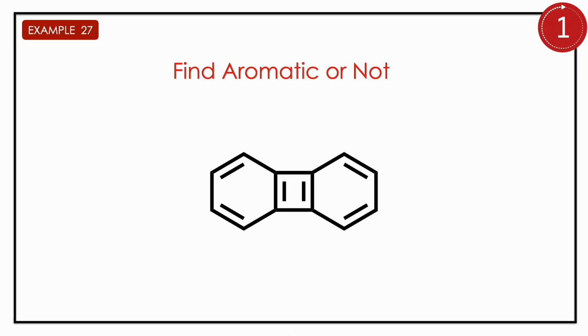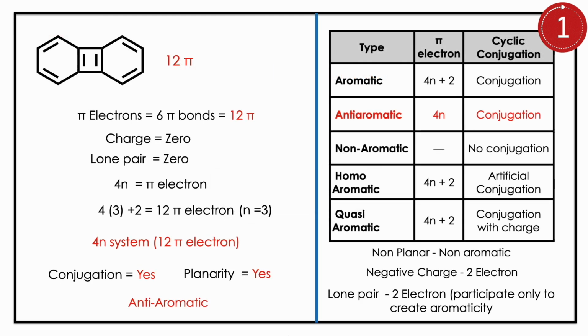Then the next example, you have a fused system, 6-member, 4-member and 6-member. All are conjugatively connected through double bonds. You should find whether the given compound is aromatic or not. The compound is cyclic. It has 12 pi electrons because 6 pi bonds are there. Charge is 0. Lone pair is 0. So the compound is a 4n pi system with 12 electrons. N is 3. Conjugation definitely there. It is a cyclic compound. All are sp2 carbons, so planarity is there. So 4n, conjugation, planar means the given compound is anti-aromatic.